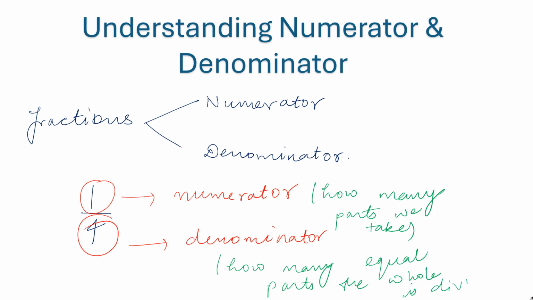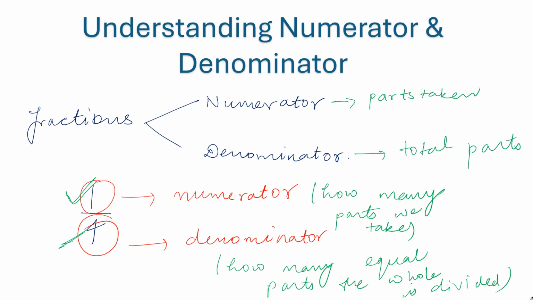So if I read this fraction 1 by 4, what is it telling me? It is telling me that I am talking about only one part, but my whole thing has been divided into four total equal parts. So how can we summarize? We can say the numerator is parts taken, right? And the denominator is total parts. So if I eat one slice out of four slices, how much am I eating? I'm eating 1/4. If I'm eating two slices out of four total slices, how much am I eating? I'm eating 2/4, right? Understanding this?